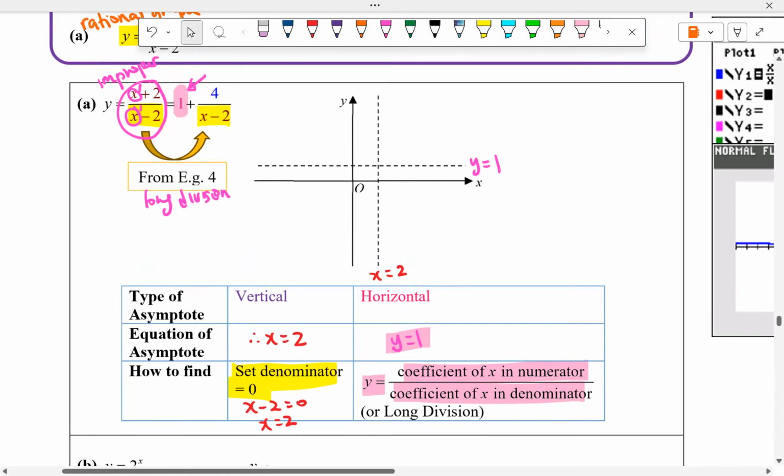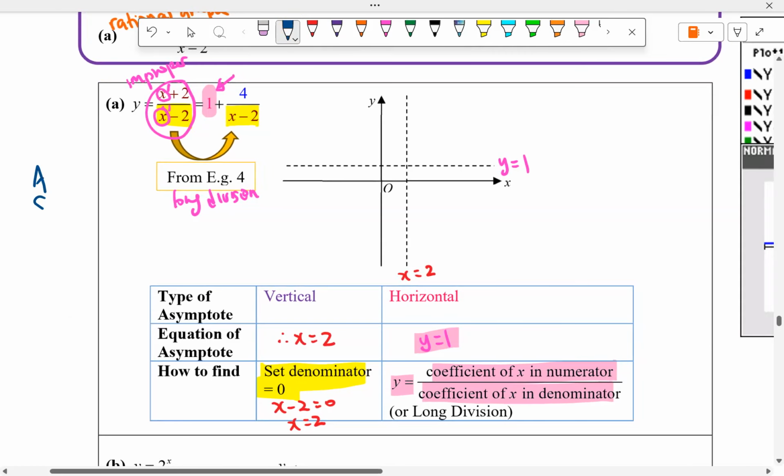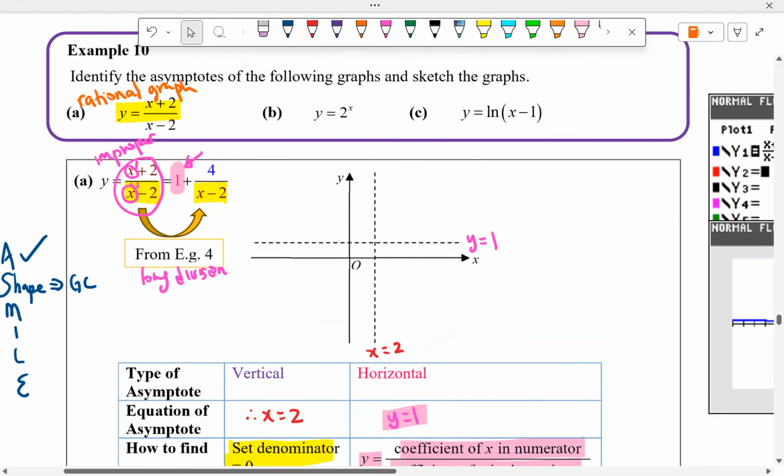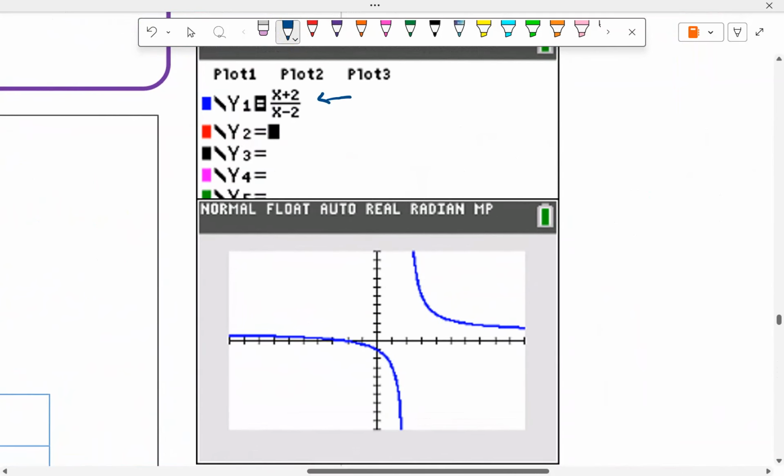Alright, so at the start of this chapter, we told you we always sketch a graph with a smile, right? So A represents asymptote. Now I have sketched in the asymptote. The next thing I want is the shape of the graph. How do I get the shape? I use the GC. So second step, you go to the GC and key in the equation y1 equals x plus 2 over x minus 2.